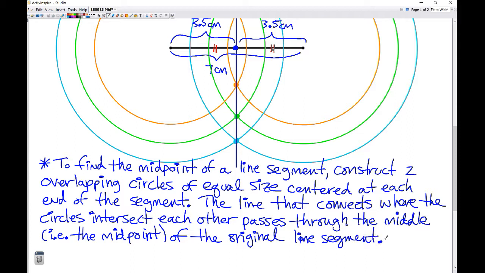So once you have these two overlapping circles, the line that connects where the circles intersect, so you need the circles and they have to cross over each other, the line that connects where those circles intersect is going to pass right through the midpoint or the middle of the original line segment. Okay?